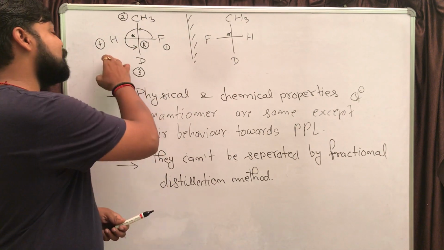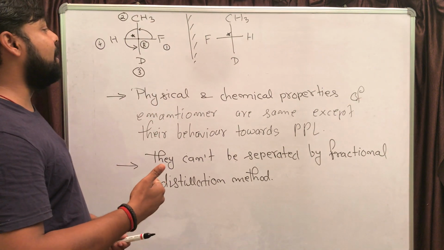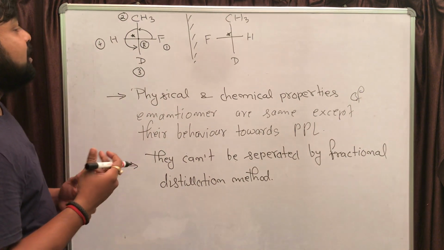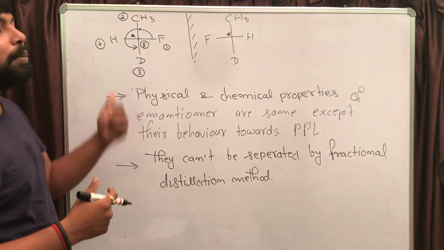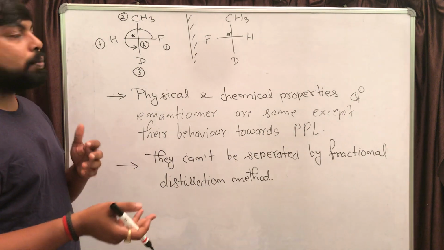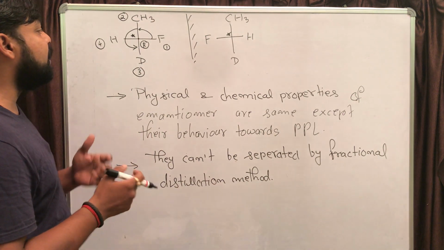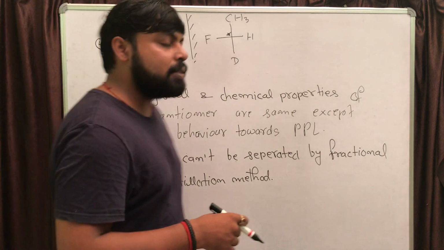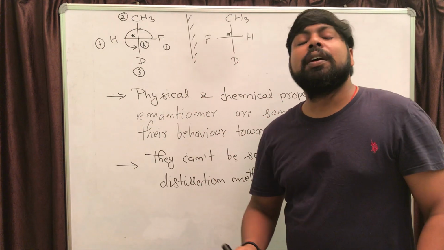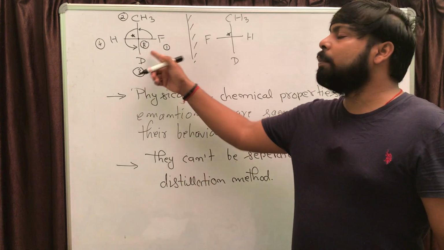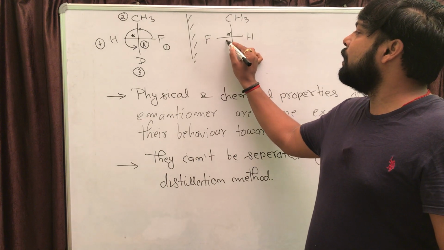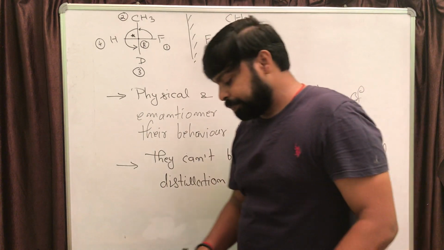Remember the rule: if the lowest priority is on the vertical line, then on moving from first to second to third priority, if you move clockwise it is R, anti-clockwise it is S. And if the lowest priority is on the horizontal line, then on moving from first priority to second priority and then to third priority, if you are moving in anti-clockwise direction it is R, otherwise it is S. So if the configuration of the chiral carbon in the original compound is R, you are taking the mirror image. We have also discussed one property that on taking the mirror image, the configuration of the chiral carbon gets inverted. So the configuration of the chiral carbon in the mirror image is going to be S, right?